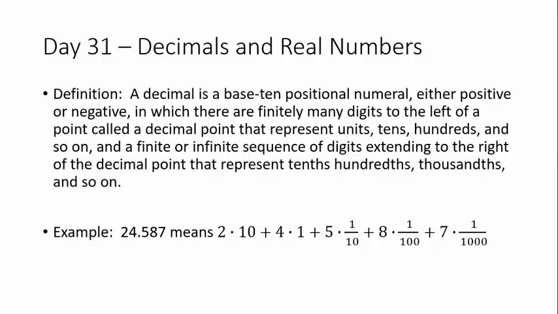We do have a positional numbering system, and so each position means something special to us. The 2 in our number represents 2 times 10. The 4 is in the units position. That's 4 times 1. The 5 is to the right of the decimal. This represents 5 tenths, or 5 times 1/10. The 8 is in the hundredths position. That is 8 times 1/100th. And the 7 is in the thousandths position. That represents 7 times 1/1000th.